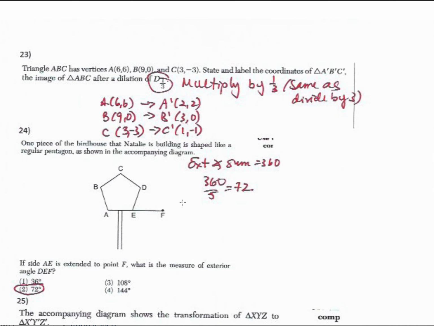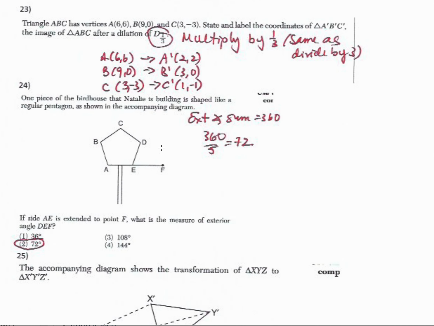Number 23. Triangle ABC has the vertices (6, 6), (9, 0), and (3, -3) in that order. State and label the coordinates of triangle A prime, B prime, C prime, the image of triangle ABC after a dilation of 1/3. Dilation multiplies, so you're going to multiply by 1/3, which is the same exact thing as dividing by 3. So (6, 6) becomes (2, 2). (9, 0) becomes (3, 0). And (3, -3) becomes (1, -1).